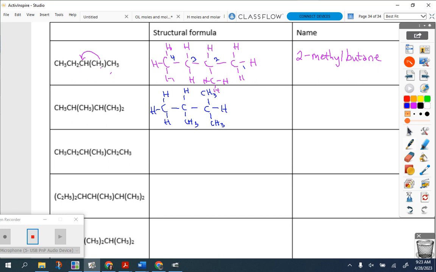Now that is a way of showing this, but it's actually kind of not the best way of giving a condensed structural formula for this substance, because rather than having this be the end of the chain with 2 methyl groups on it, what really should happen is one of these 2 should be the end of the chain. Yeah?